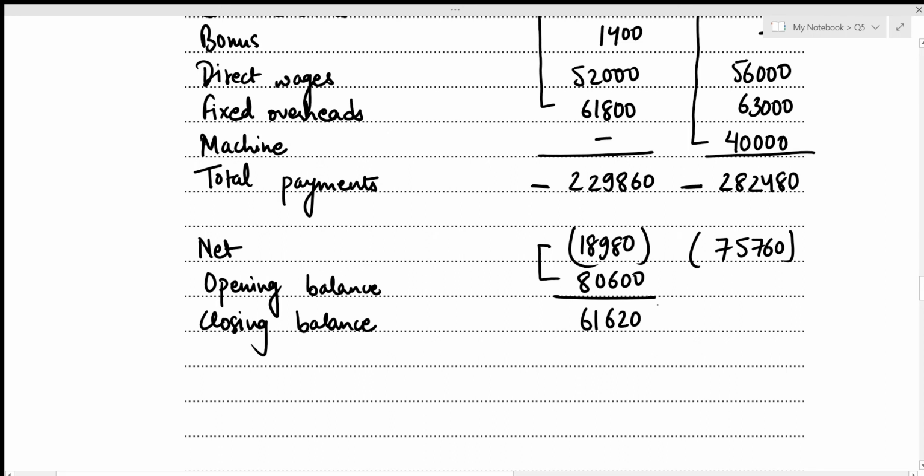And we know that the closing balance of this month will act as the opening balance of the next month. So the opening balance for the month of August is going to be 61,620. Now, in order to figure out the closing balance, we just need to adjust the net to the opening balance. So that's minus 75,760 plus 61,620, which results in the negative balance of 14,140. All right, this concludes our cash budget as well as the third part of this question. Now we can move to the fourth part.